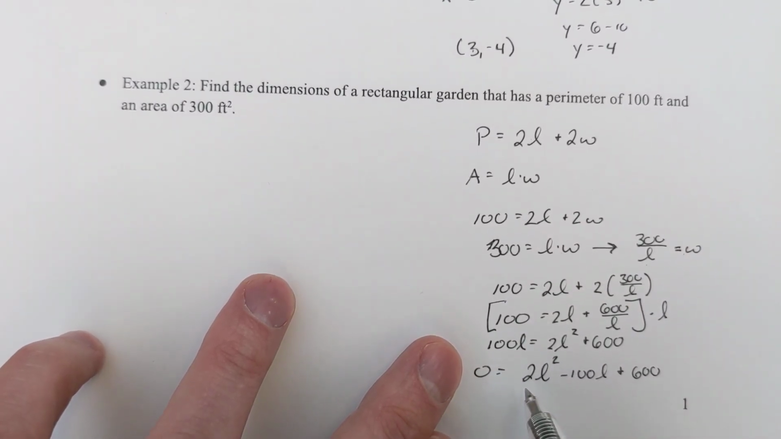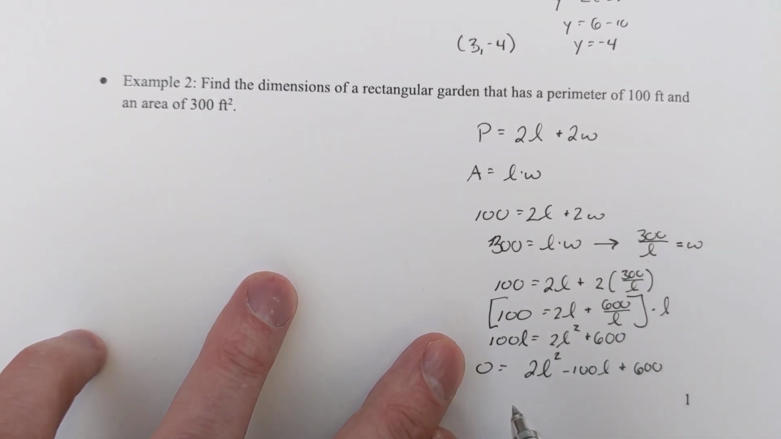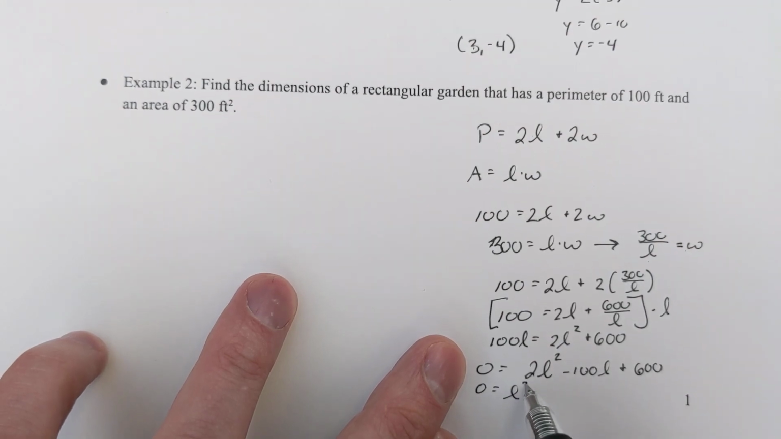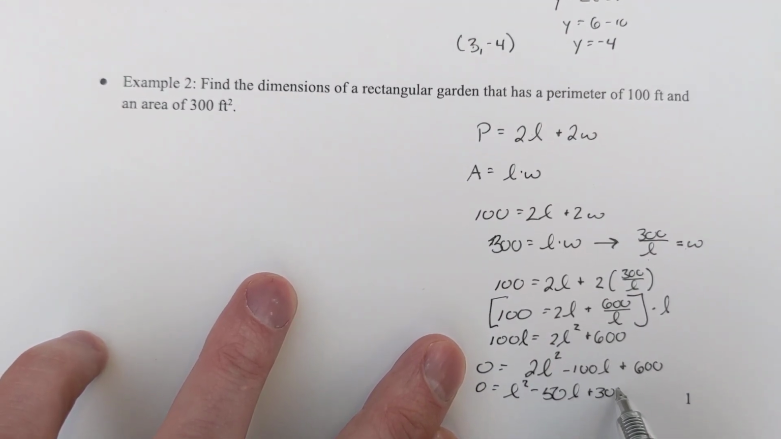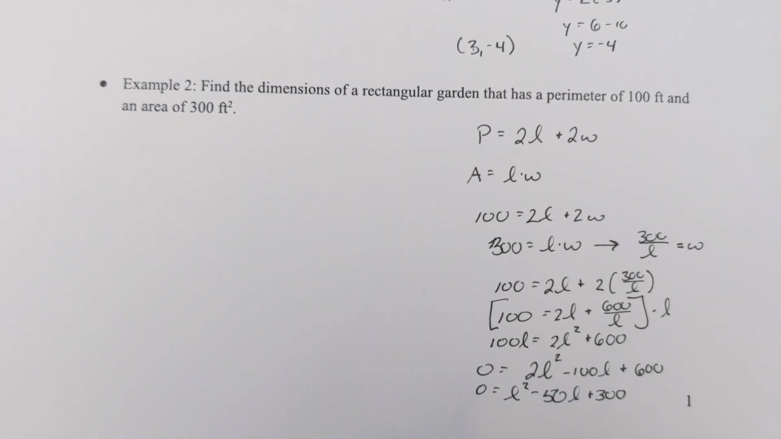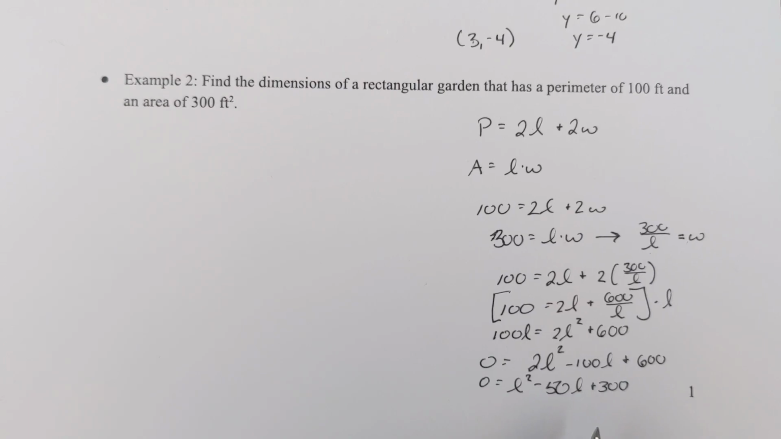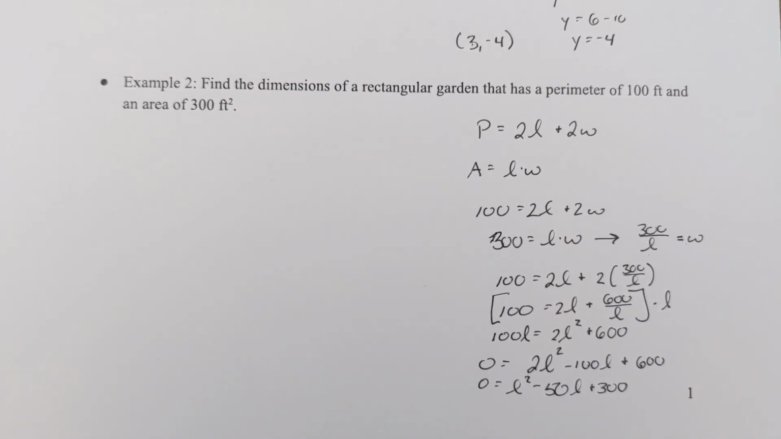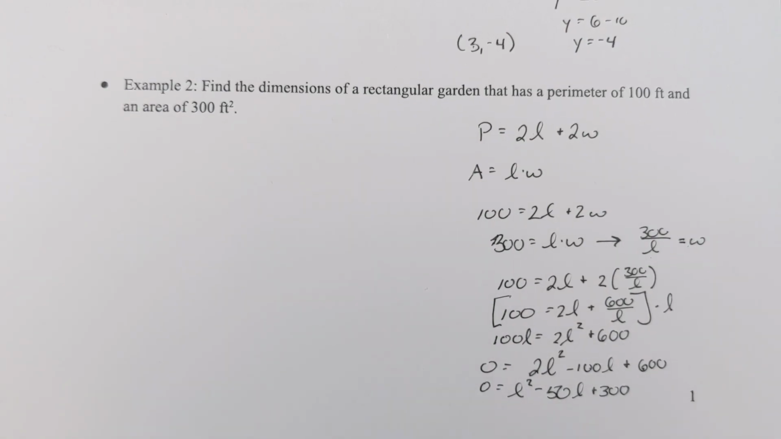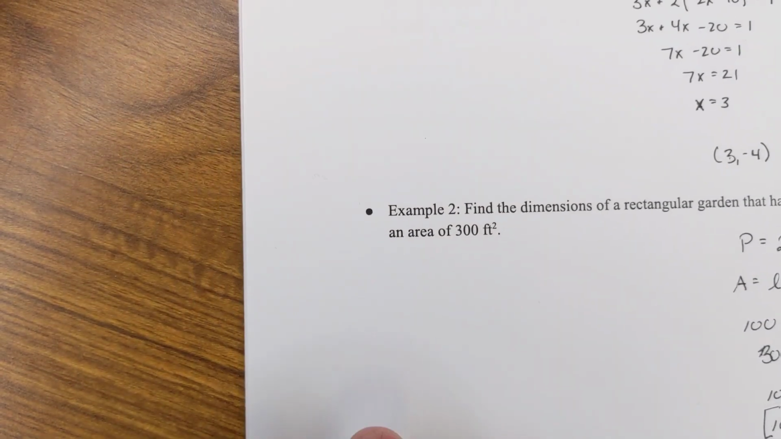So now I need to solve this quadratic. To make my math a little bit easier, all these numbers are even, so I can divide everything by 2, which gives me this. So I can factor it, I can graph it, I can use the quadratic formula on it. Let's see here, can I think about what the factors are? Two numbers that multiply to 300 and add to 50. I don't know, so we're going to use the quadratic formula.